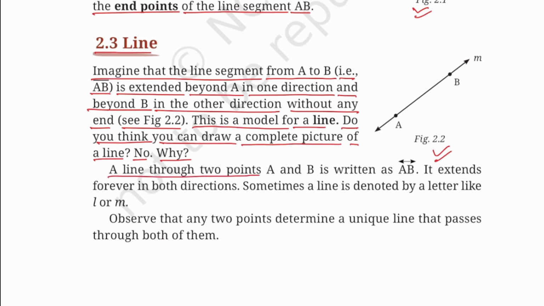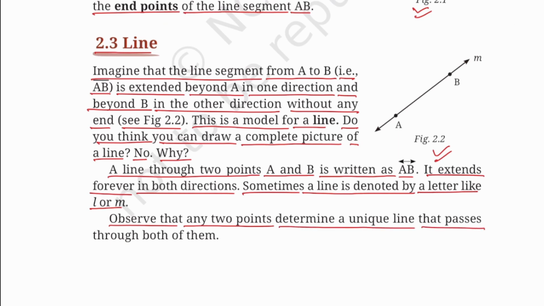A line through 2 points A and B is written as AB with a double-headed arrow over it. It extends forever in both directions. Sometimes a line is denoted by a small letter like l or m. Observe that any 2 points determine a unique line that passes through both of them. For example, if you take points X and Y, you can draw only a single line through them.